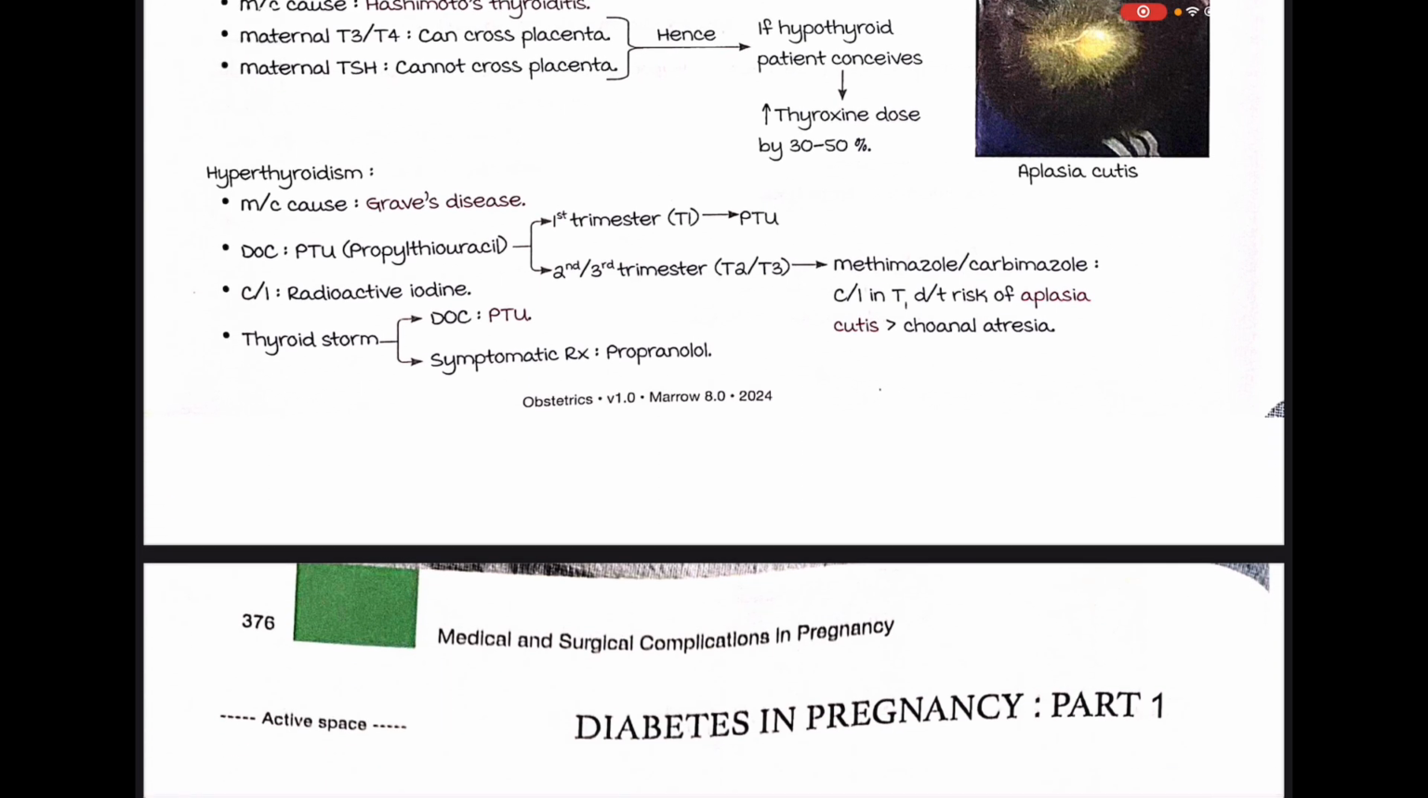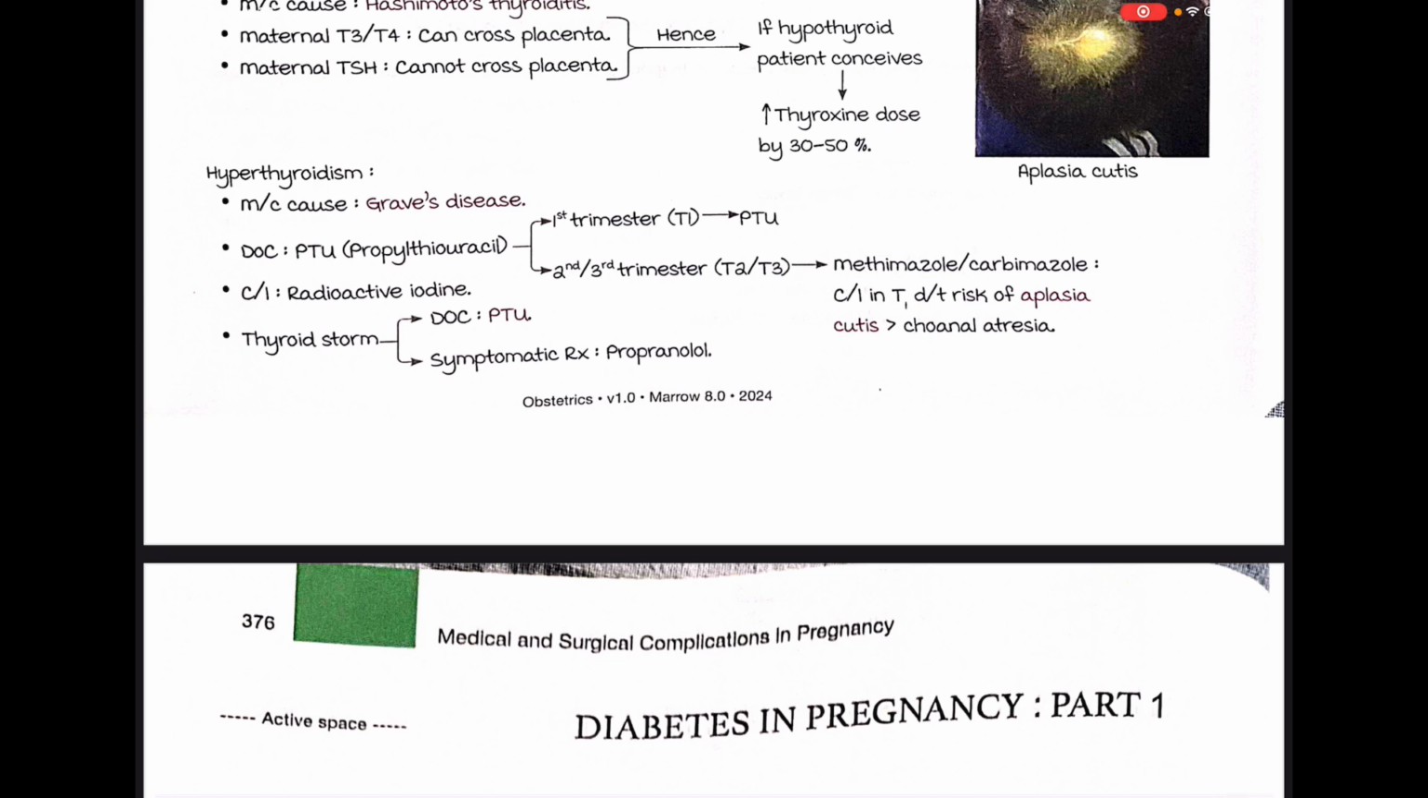Hyperthyroidism: most common cause is Graves' disease. Drug of choice is propylthiouracil. First trimester, propylthiouracil. Second and third trimester, methimazole, carbimazole. Contraindicated in first trimester due to risk of aplasia cutis more than choanal atresia.